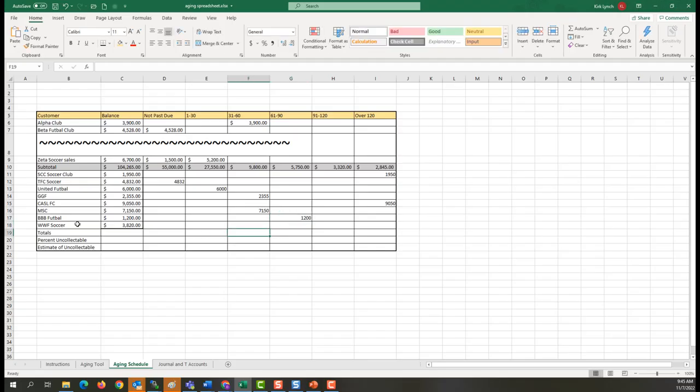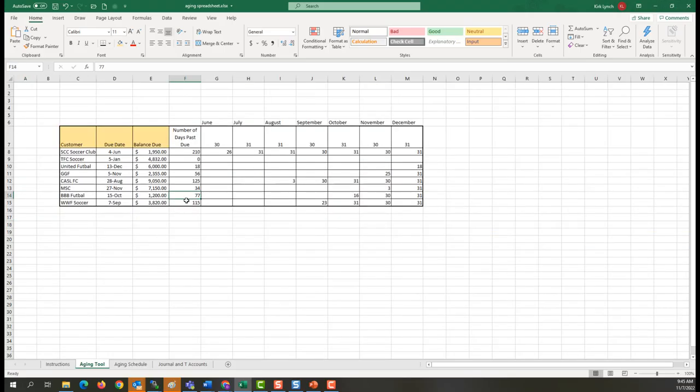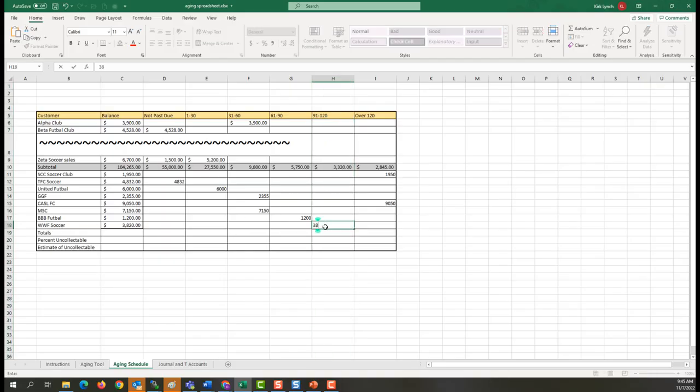And then finally, WWF Soccer is 3820, and they are 115 days past due. That falls into this category right here, 91 to 120, and they owe us $38.20. So that's added all of the new accounts to our aging schedule. Now what we have to do is update our totals right here.